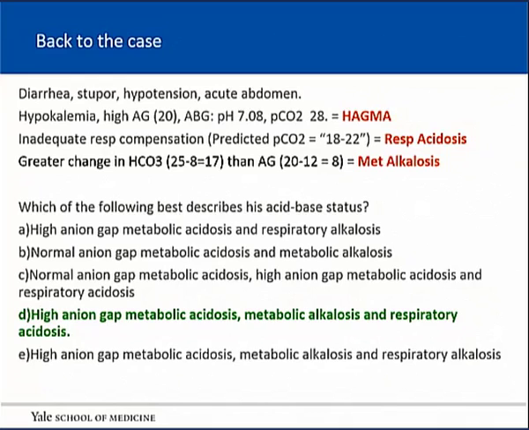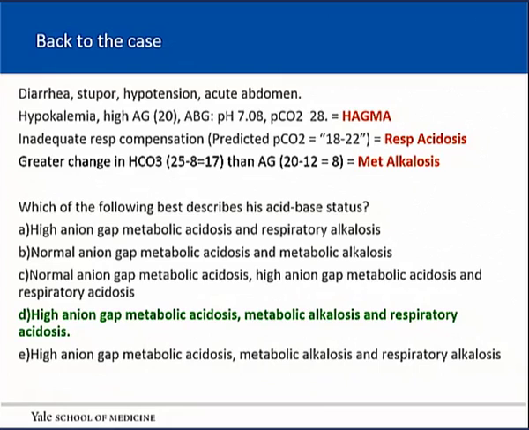The second one is that the patient had an inadequate respiratory compensation. The PCO2, if you use the formula, should be between 18 and 22. His was 28, probably because he was stuporous. So not ventilating enough, so this is an inappropriate compensation, so the patient has a respiratory acidosis as well.